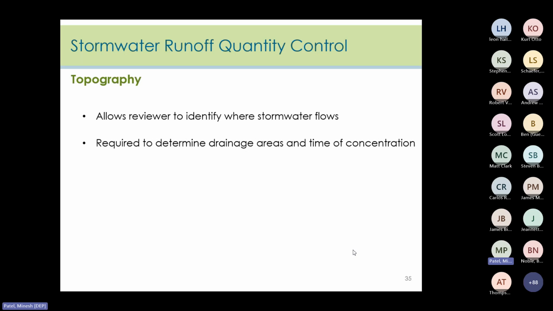So let's begin with taking a look at topography. Topography is important in identifying where the stormwater flows and is required to determine drainage areas and the time of concentration. Reviewers should be able to find the topo information on the plans and make sure that it's accurate. This, in some cases, may even require the reviewer to physically see the site as well.